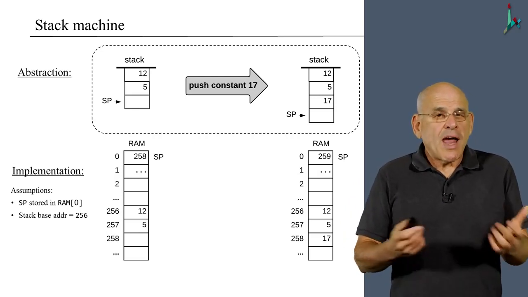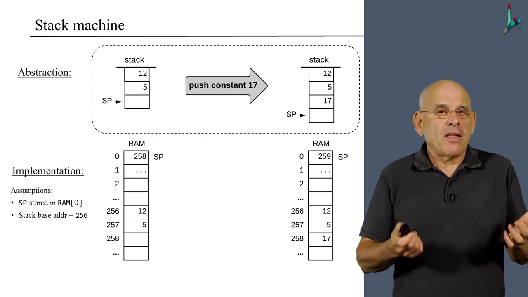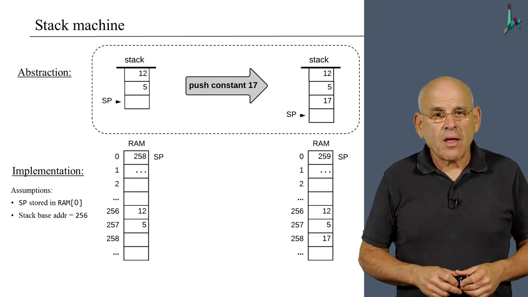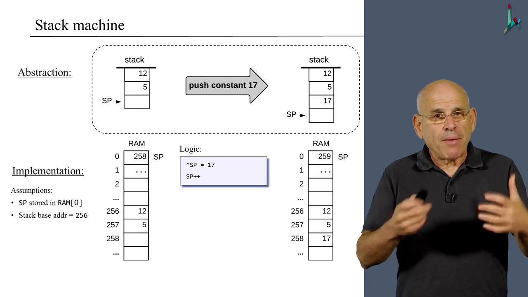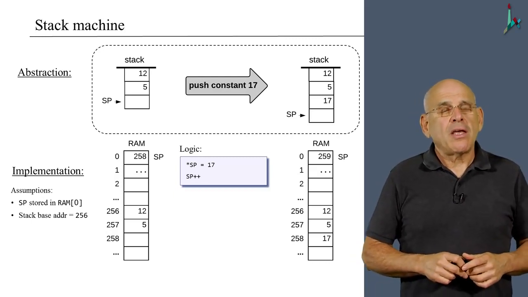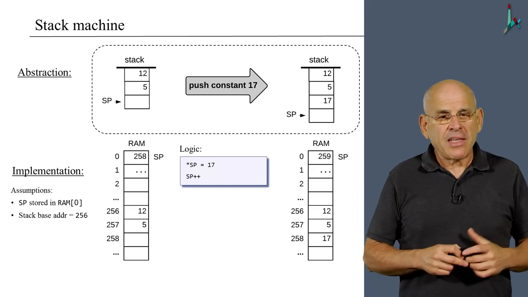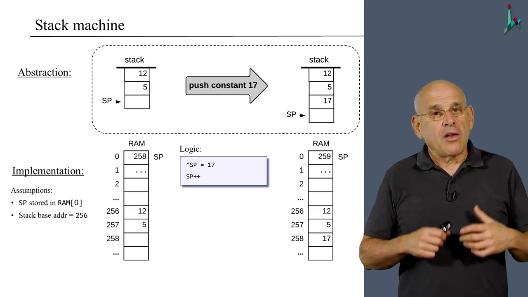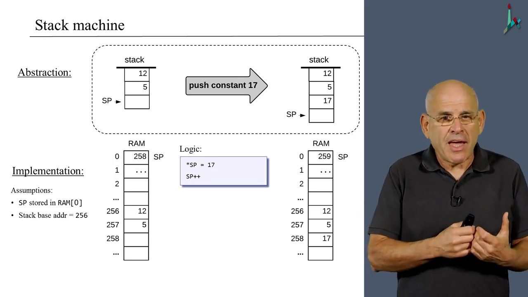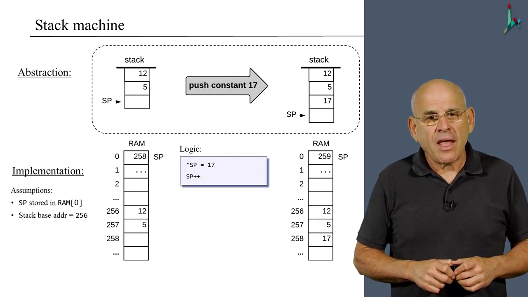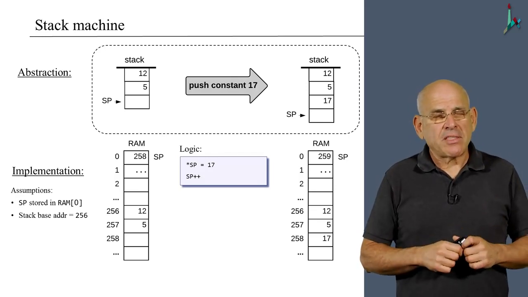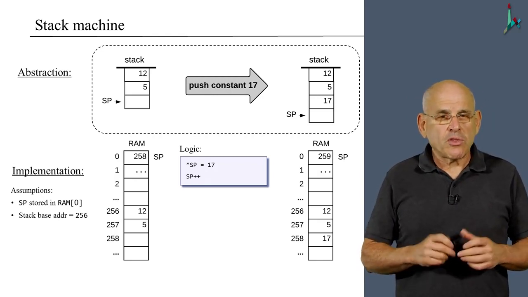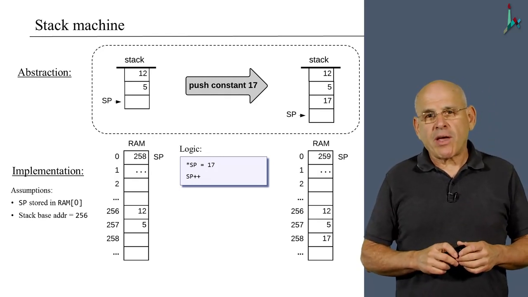And of course, we now have to write the assembly commands that will actually make this transformation work for us. So the logic or the implementation of push constant 17 is going to be as follows. *SP equals 17, and the meaning of this is, go to the address that SP points at and put there the number 17, and then increment SP so that the stack pointer will move one position forward, because we want it to always point to the next available location in the stack.